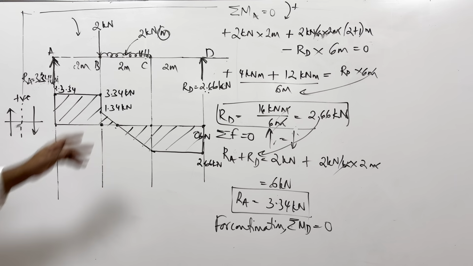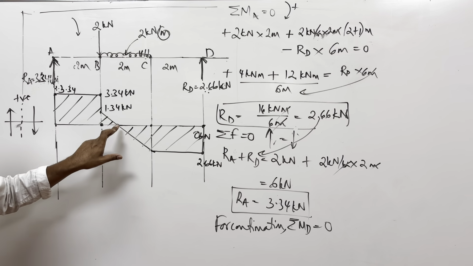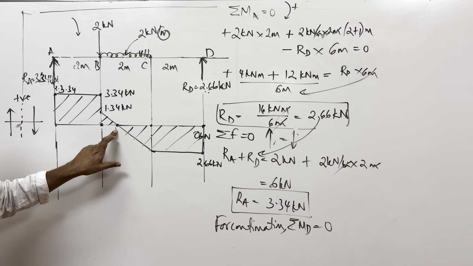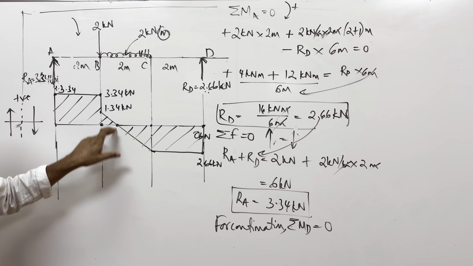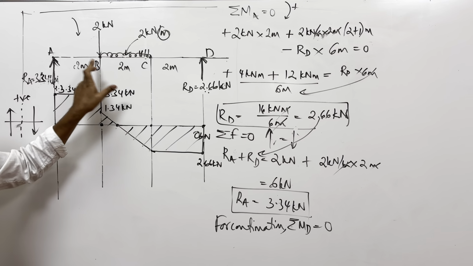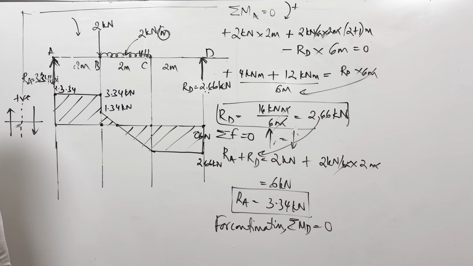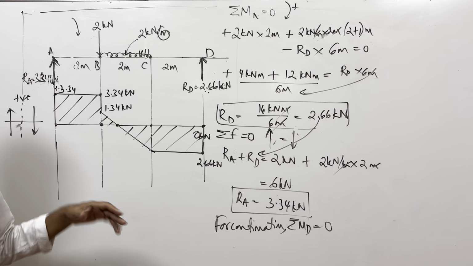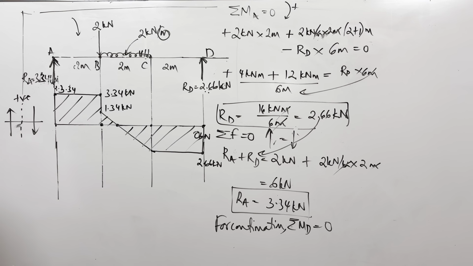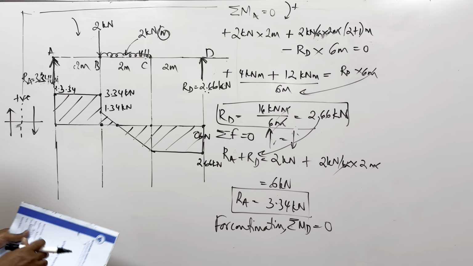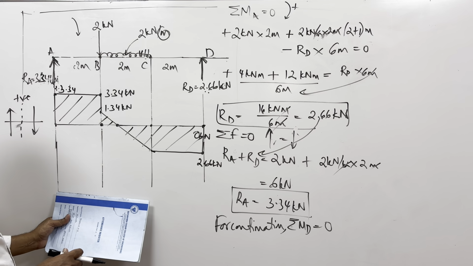So whenever there is a UDL, this shear force may cross this line somewhere in between the points like A, B, C, D. Therefore, it actually increases the problem solving time by 5 to 10 minutes. Okay. And now, once you have done this, then we'll go for the bending moment diagram.